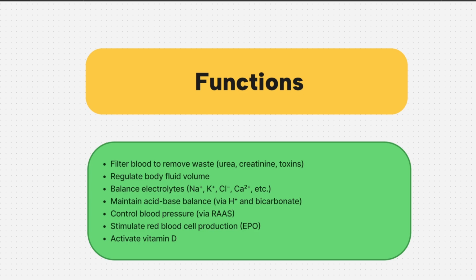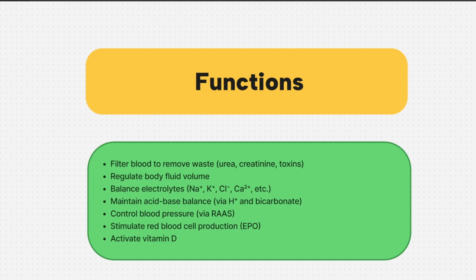Now it also controls blood pressure. Now this is not the main function, but it can do this via something called the RAAS, or the renin-angiotensin-aldosterone system, and we'll talk about that in a separate video. The next thing is it stimulates red blood cell production. So this is not a homeostatic function. This is more of an endocrine function. So it can also act as a gland.